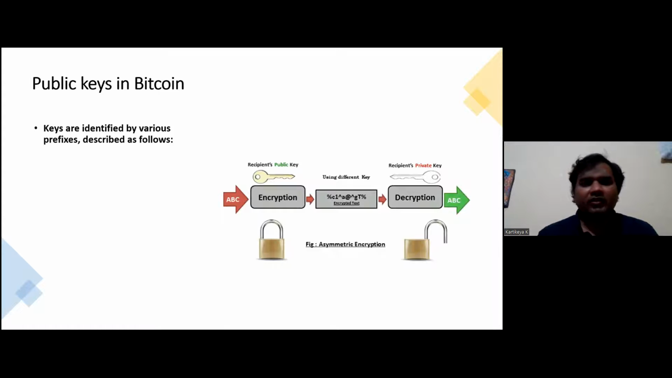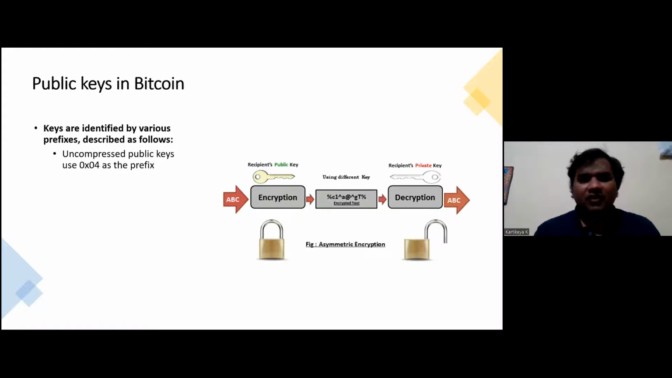So keys are identified by various prefixes. Earlier we saw that, right? A mini private key is identified by what? Each and every mini private key will start with the letter S; the first character is always S. By using that character, we can identify that it is a mini private key. Like this here also, keys can be identified by using various prefixes. For uncompressed public keys, we use 04 as the prefix. That means the first two characters of any uncompressed public key are 04.